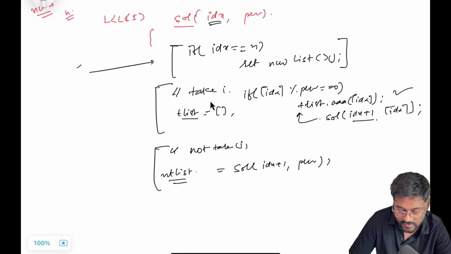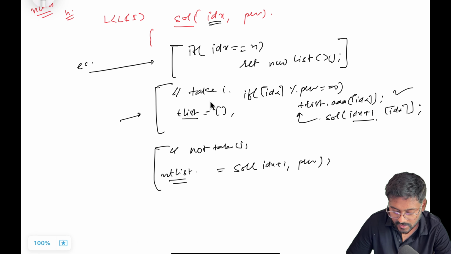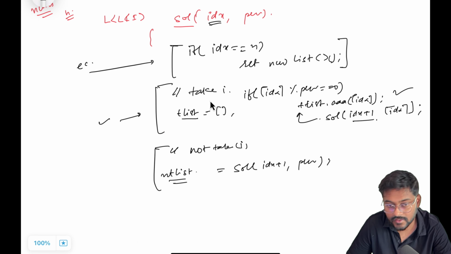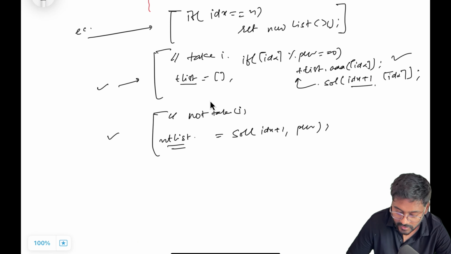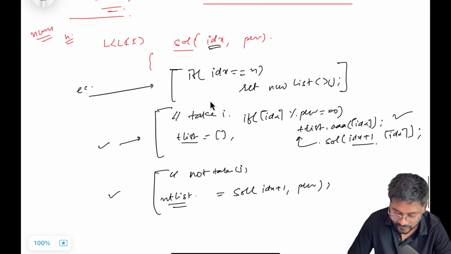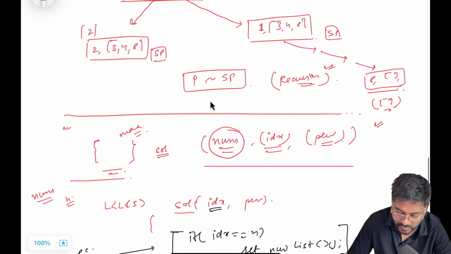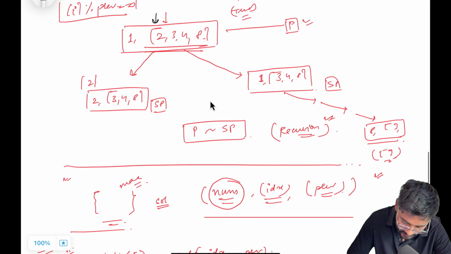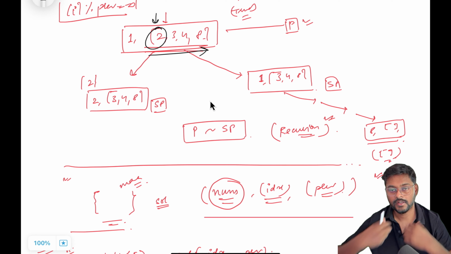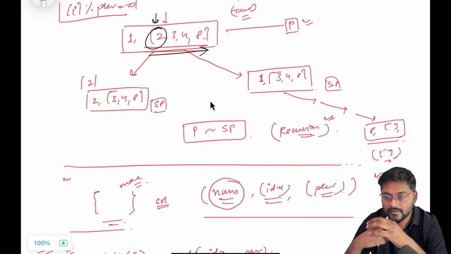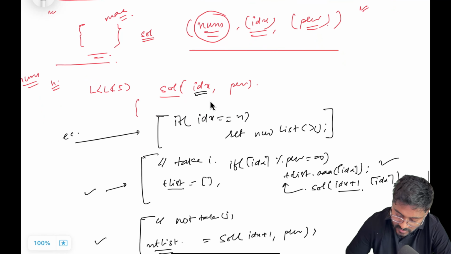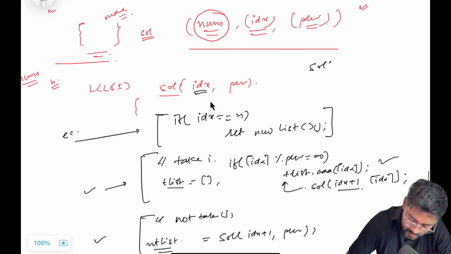This is my edge case, and this is my condition where I am taking the ith element, when I am able to take the ith element, and when I am not able to take the ith element. So we get only two options. At index 0 we get only two options, either take 2 or do not take 2. So this function call is the solution.